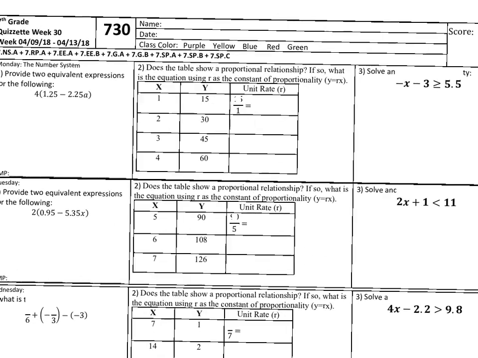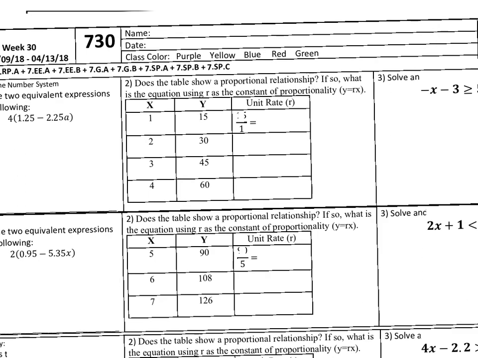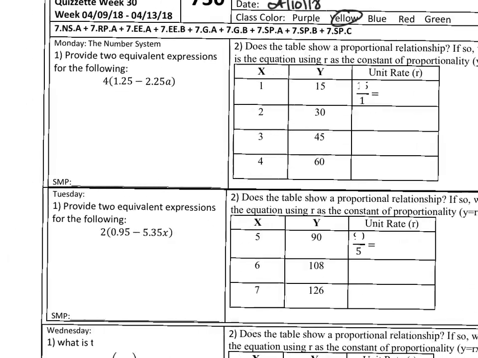Today we'll be watching a Quizzette video on 7:30. Please make sure that you write your last name, comma, first name, today's date, and the appropriate class color. Today I'll be yellow. Number 1 for all the days is going to be reviewing the number system.